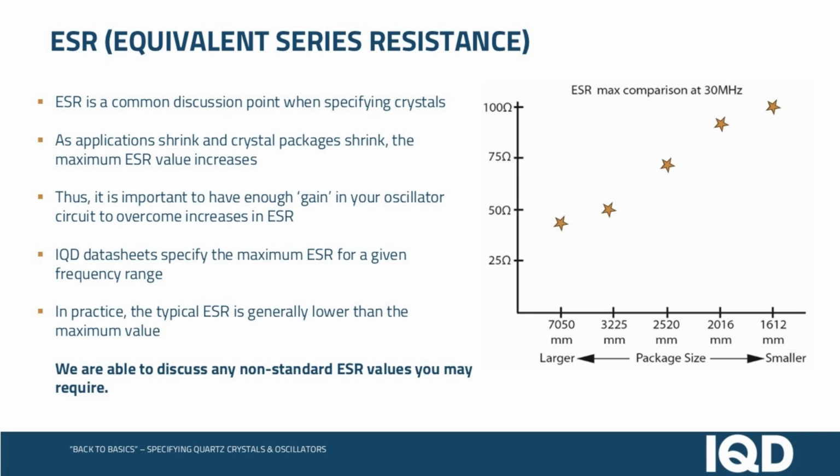The diagram on the right gives you an idea of how the ESR changes for a 30 MHz crystal with different package sizes. On the left, you can see for a 7 by 5 millimeter package, it's about 40 ohms max. As you shrink the package size to 1.6 by 1.2 millimeters, the maximum ESR goes up to 100 ohms. So as you can see, if you need to change crystal type and reduce the package size, you need to make sure that your oscillator circuit has enough gain to overcome increases in ESR, and that's particularly important. Sometimes it becomes a problem if you just try and do a complete shrink of everything, the circuit doesn't work how you think, so please check this.